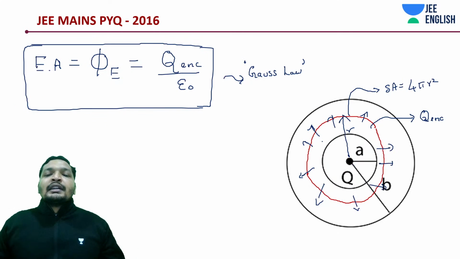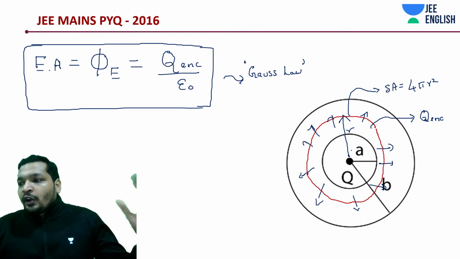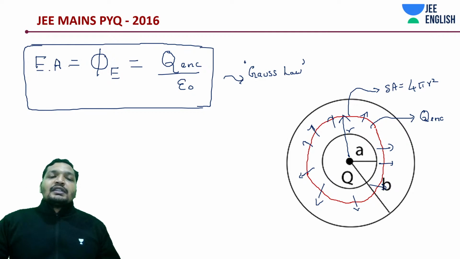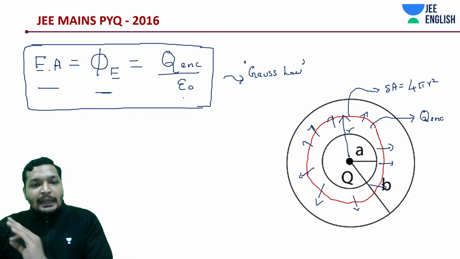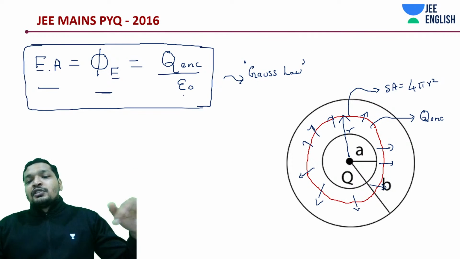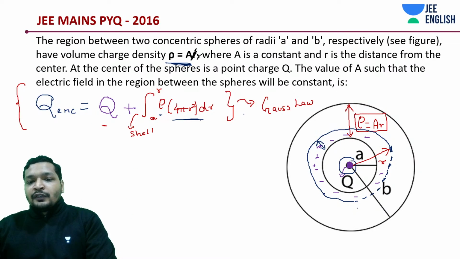First of all, to calculate the electric field, we made use of Gauss law. One of you had a question, what is this Gauss law? Gauss law says that electric flux, which is nothing but electric field into area, is equal to q enclosed by epsilon naught. We just used both of these things.